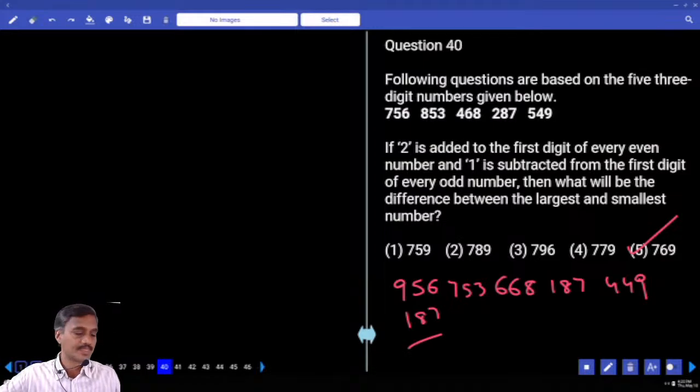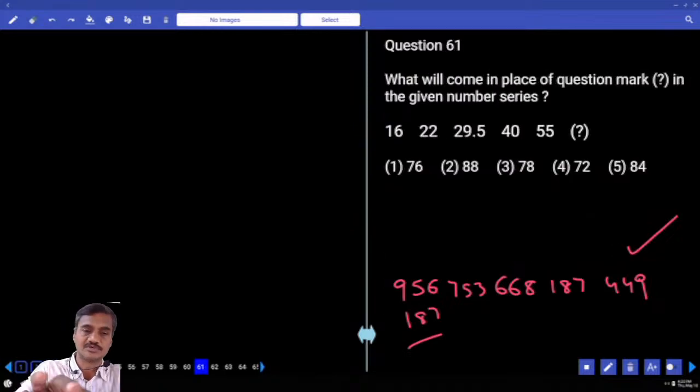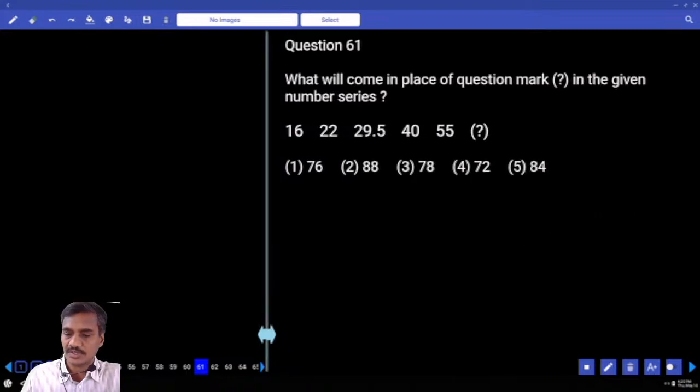As next one is number series, question numbers 61 onward, 61 to 65. Then 16, 22 and so on. Now here the numbers are increasing at a smaller rate, hence we need to go for difference.